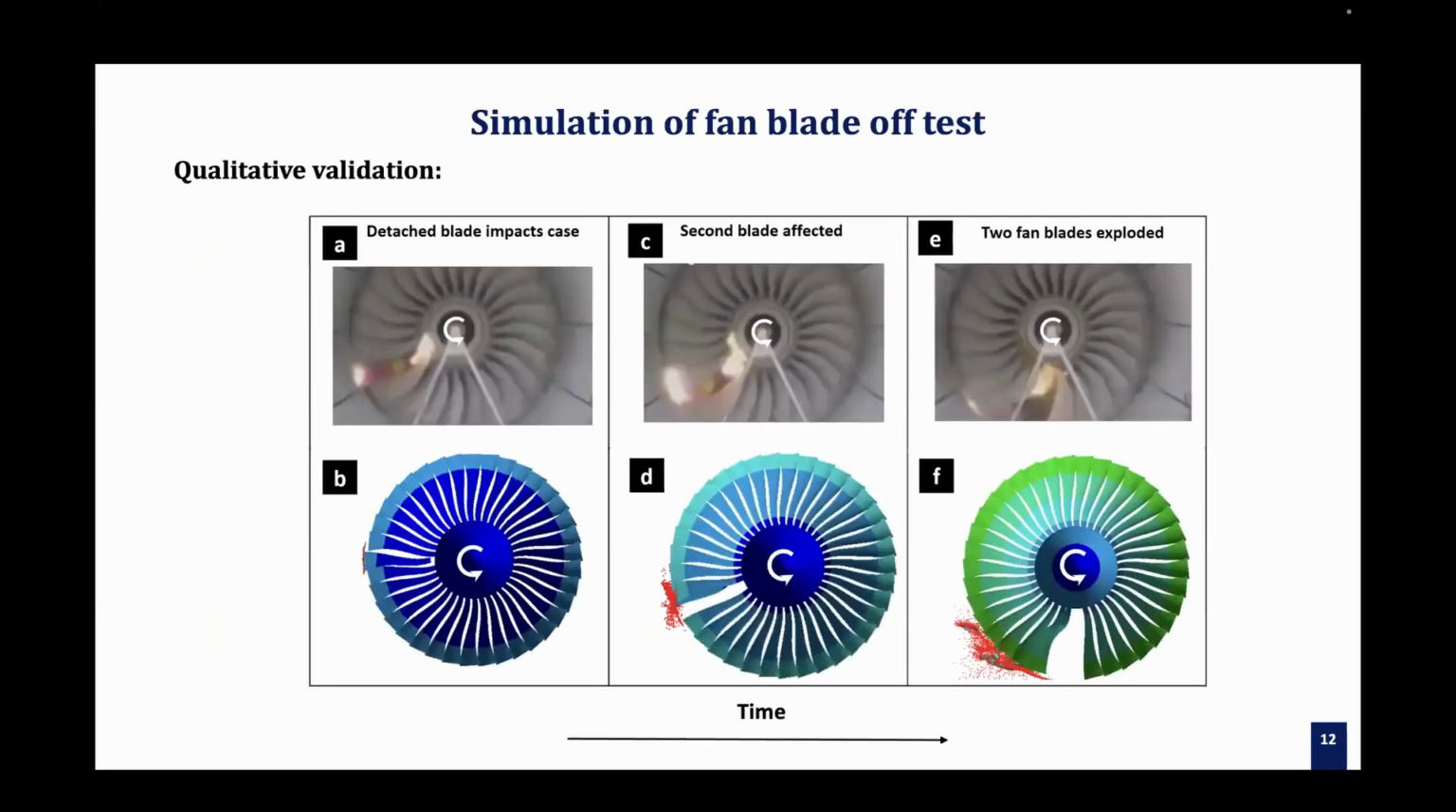Yeah. So the preliminary results are compared with those, which are not our tests. They were performed by big companies, but we can compare the simulation when the blade is detached and touching the casing, the outer shroud, and also when the blade is impacting the second and the third blade. So it's quite similar. It's the only way we can validate our model.